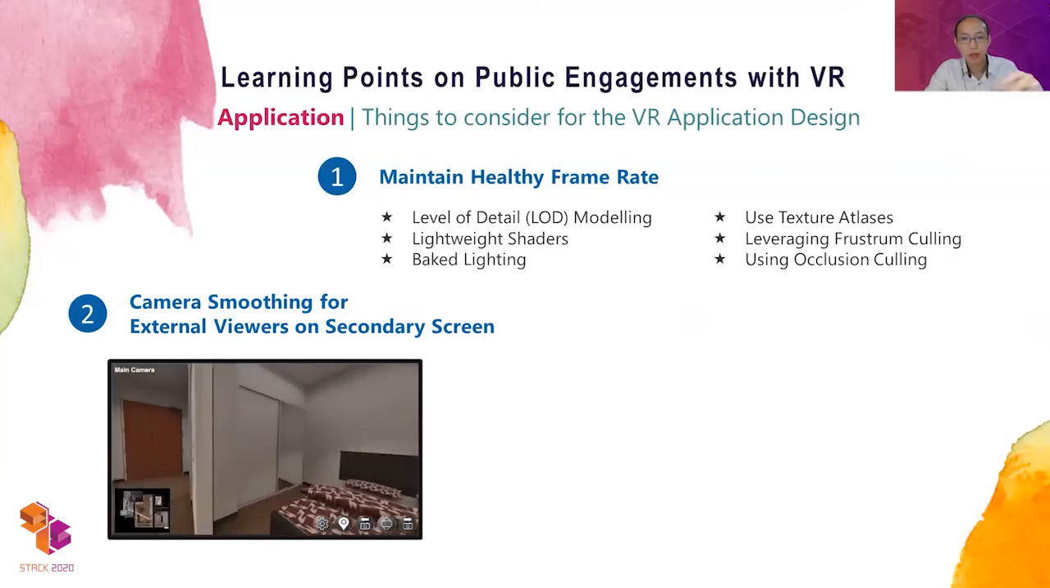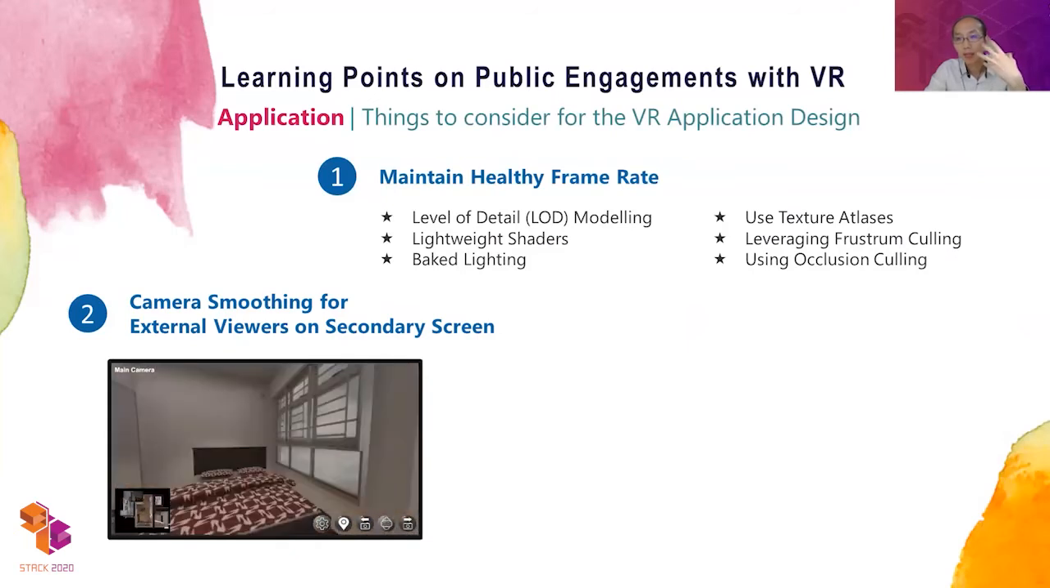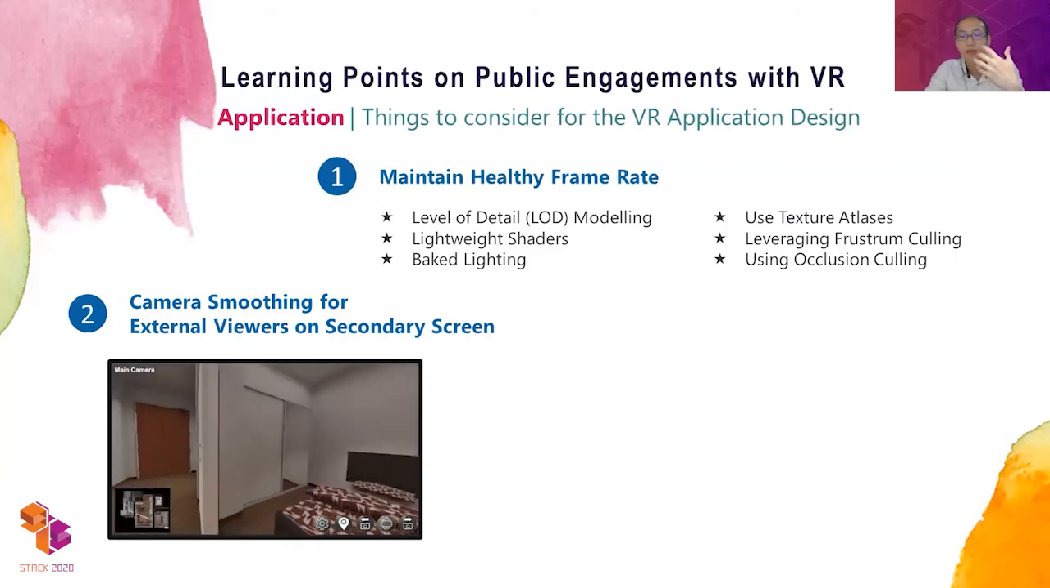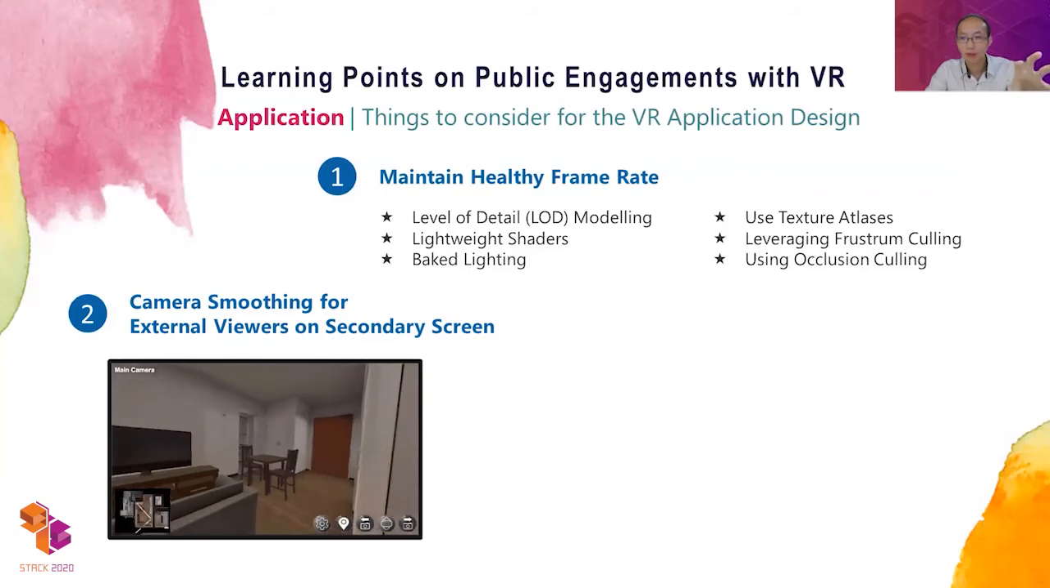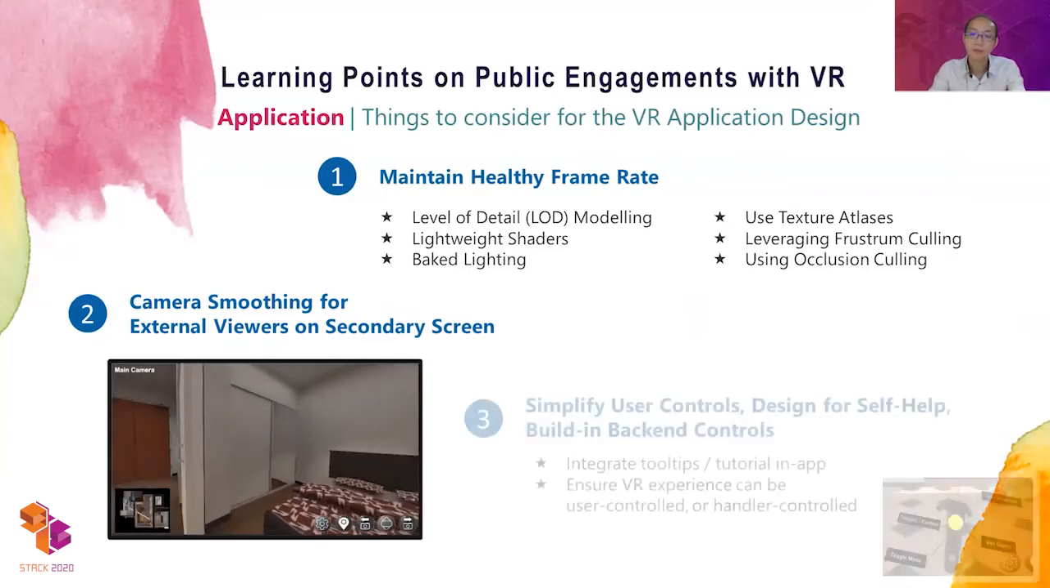And when the VR user is actually donning the headset, they can get quite excited. They just look up, down, left, right. It can result in very jerky movement for the external viewers. So we want to avoid that by smoothing the camera.